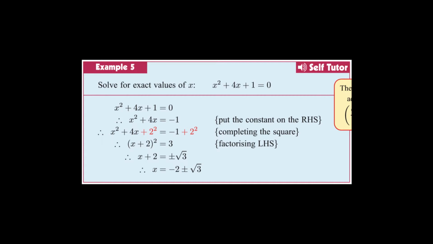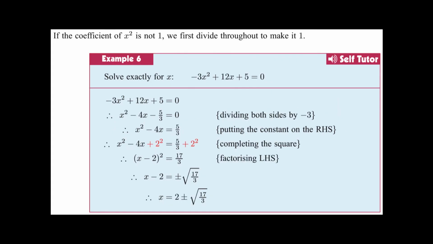This goes for all scenarios except the ones where you have a negative number on the right hand side, in case there's no real solutions. In example 6, we can complete the square to solve the quadratic, but first we must divide both sides so that the coefficient of the x squared value is 1. So in this example, we divide both sides by negative 3 and then complete the square as normal.